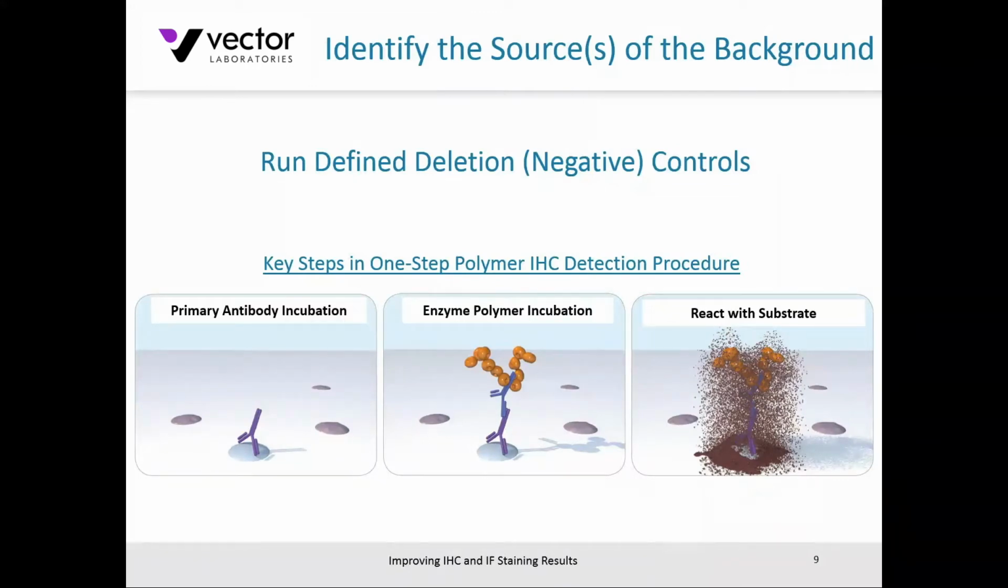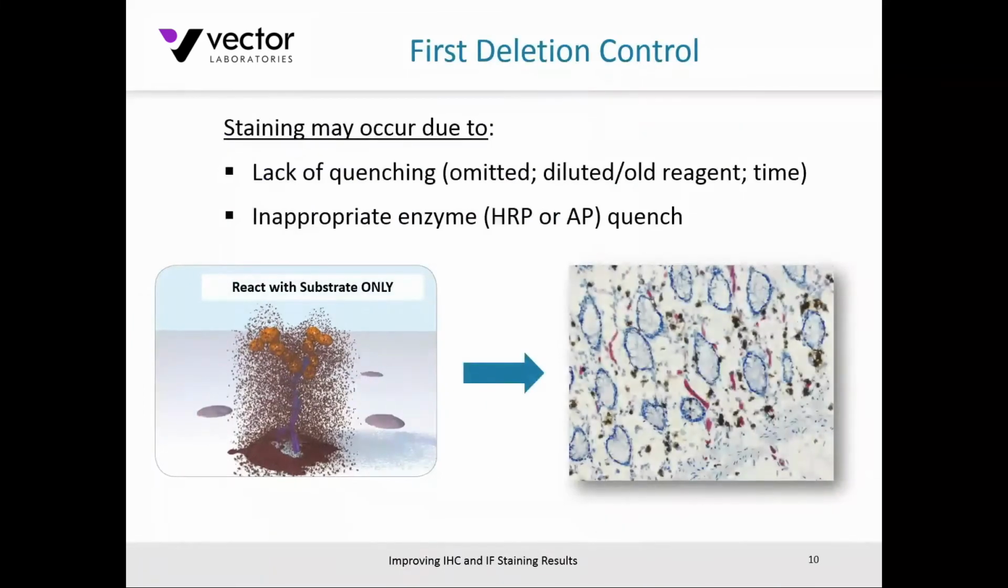And the thing you want to do is to eliminate certain steps of the procedure to help pinpoint the source of the background. So number one, you would omit the primary antibody, you would omit the secondary detection reagent, and simply just apply the enzyme substrate. So this is what we're going to be looking at as the first deletion control. So there was a little bit of PowerPoint magic there. We've got just applying the enzyme substrate onto your tissue preparation.